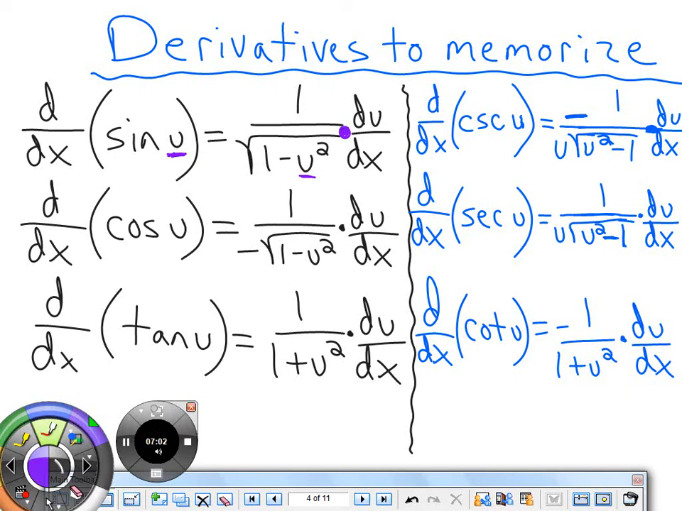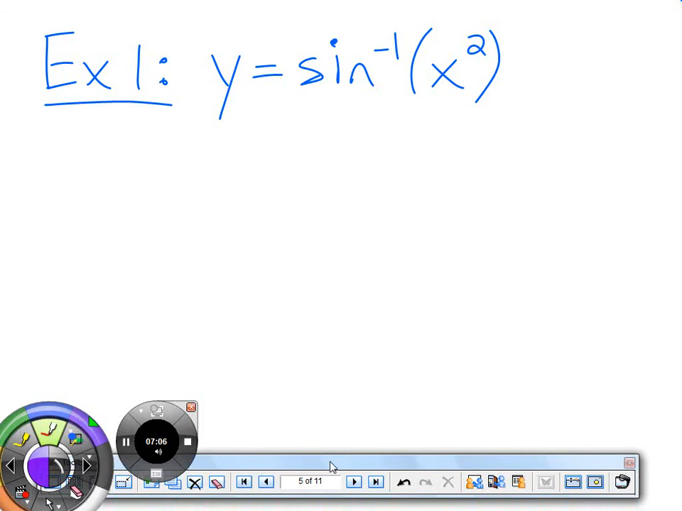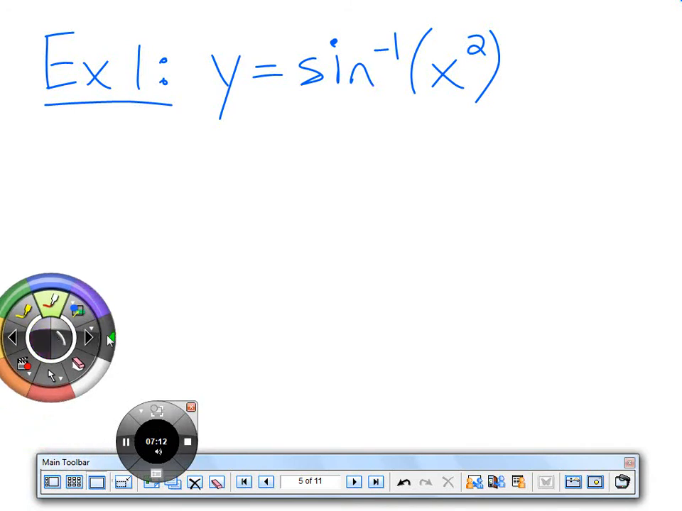All right, let's go ahead and try an example. Example 1, you'll see how straightforward this is. We want to find the derivative here. So we're going to say y prime equals, and all you have to do is go 1 over, the formula says it's 1 over the square root of 1 minus, and then whatever.